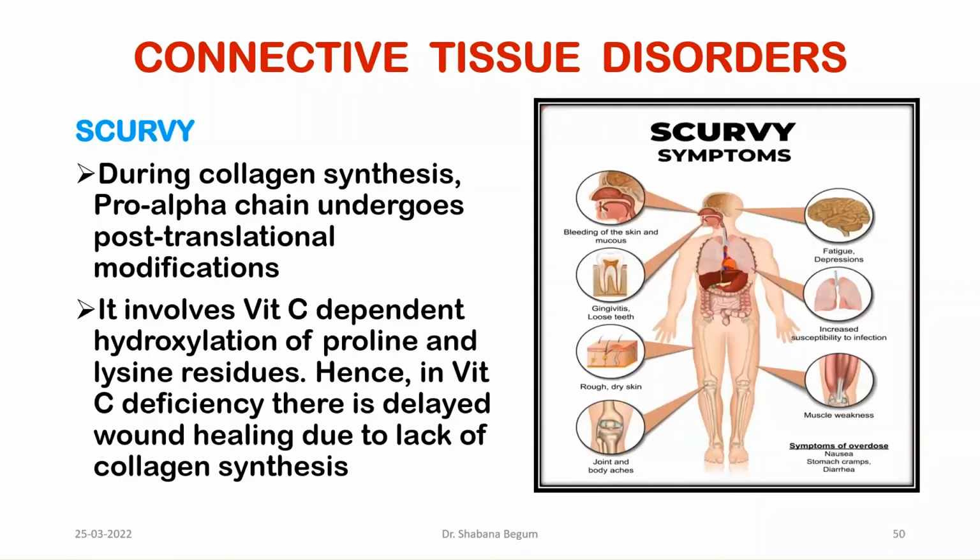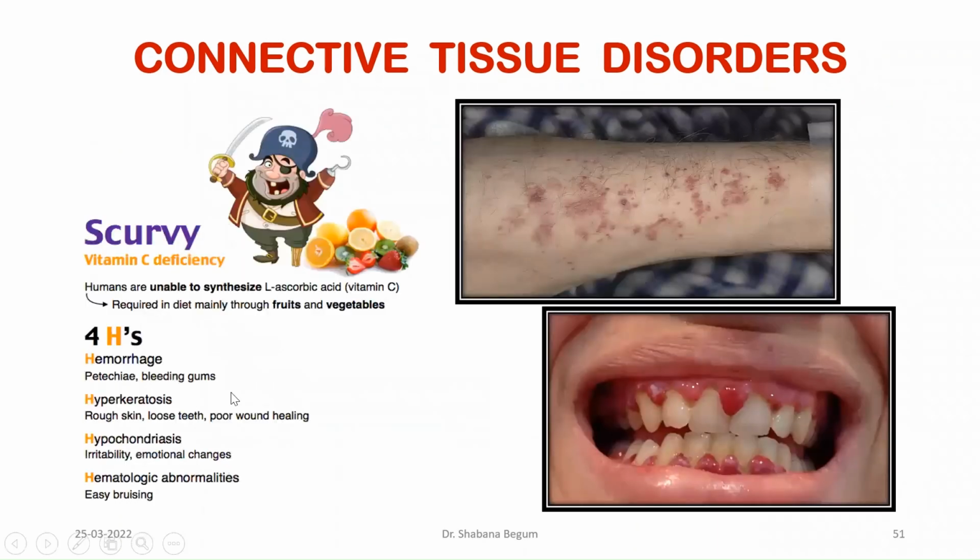Next is scurvy. Here we have already learned that during the biosynthesis of the collagen fibers, vitamin C is very important because it helps in the hydroxylation of the proline and lysine residues. So if there is vitamin C deficiency, there will be defective collagen synthesis, and hence it will lead to a multitude of problems such as defect in wound healing. Also, there will be bleeding gums, petechiae, easy bruising, etc. So vitamin C is very important in our diet.